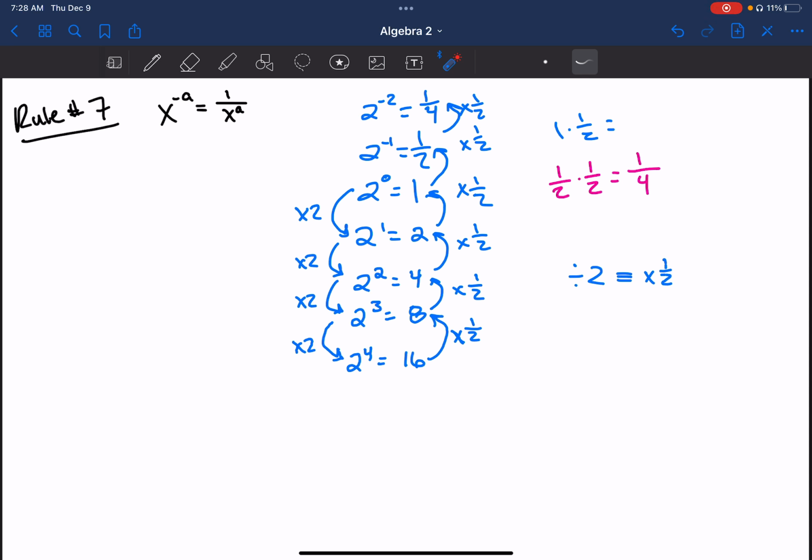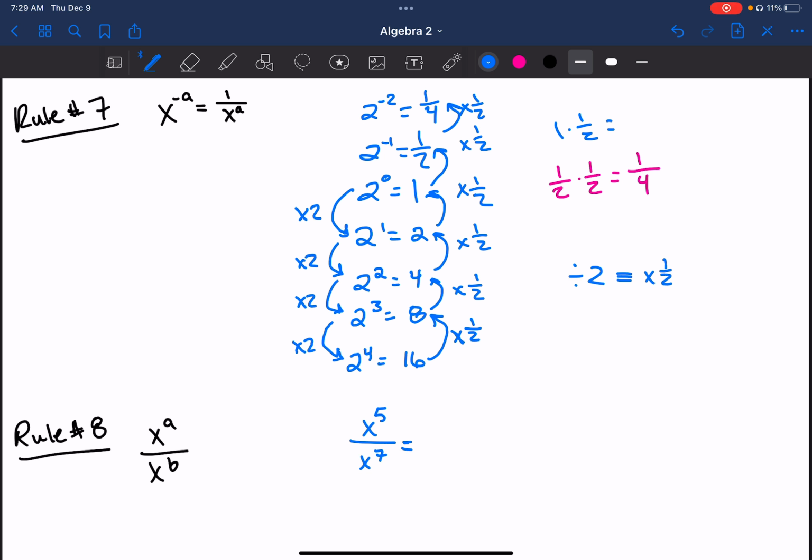Now, this allows us to build the last rule. Rule number 8. And that is, okay, what if we have x to the a divided by x to the b? So let's look at an example. If we have x to the 5th divided by x to the 7th.